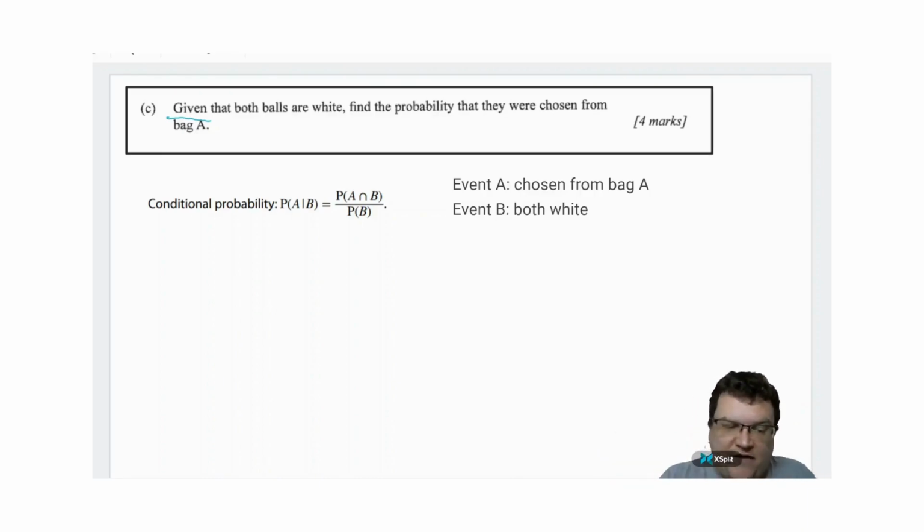I identified that from the syllabus earlier, and you can see it here. It says probability of A given B. That's how we read that vertical line. So the probability of event A, given that event B has happened, is given by this formula.